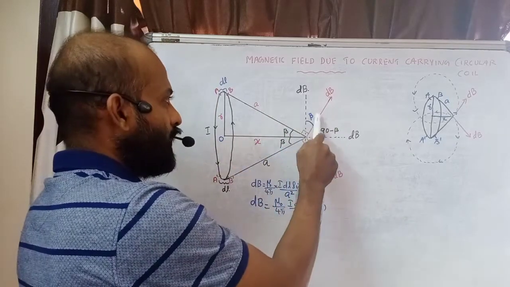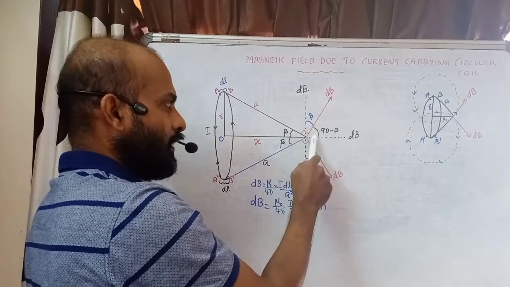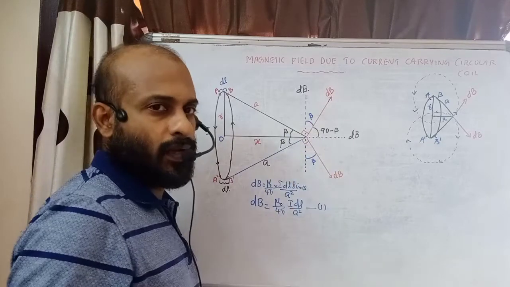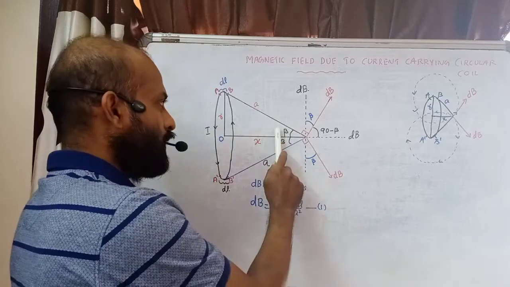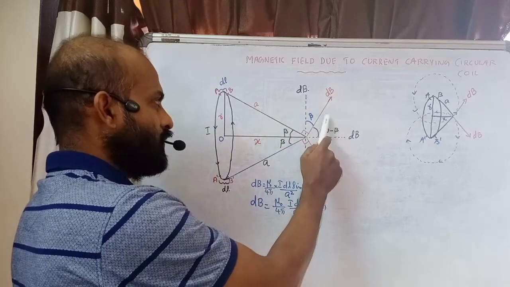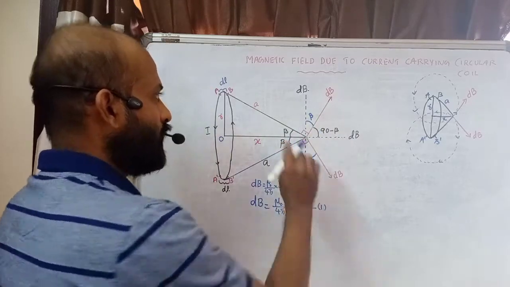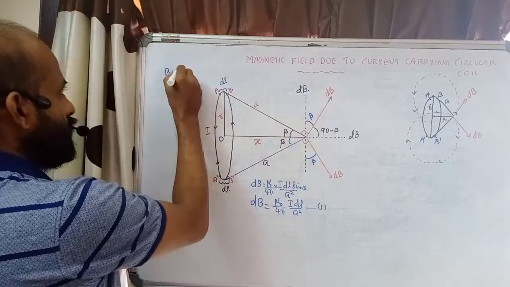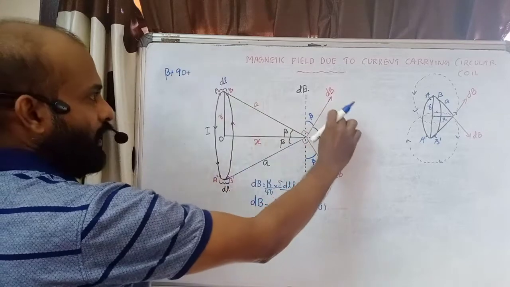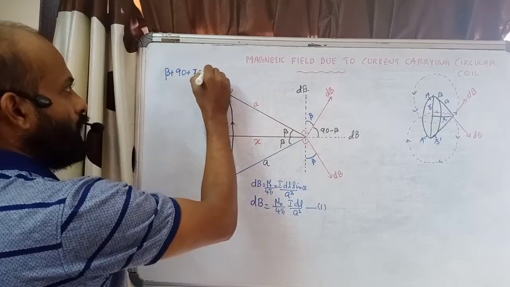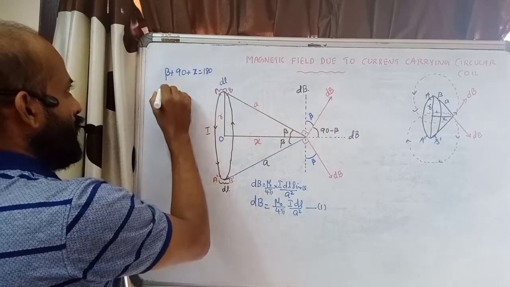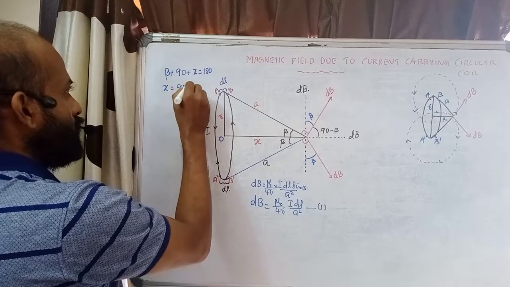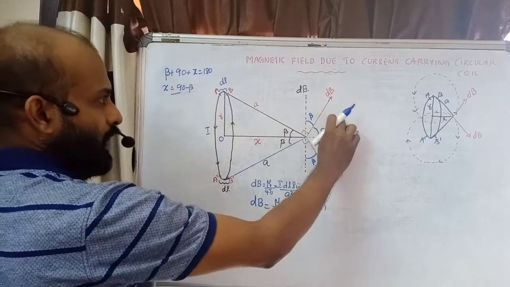If this angle is 90 degree, if this is beta, what is this angle? This will be 90 minus beta. Certainly it will be. Because beta plus 90 plus this angle, I can give value x like this. Beta plus this is 90. I'll give this value x. X is equal to 180 degree. So what is x? X is equal to 90 minus beta. This is 90 minus beta.